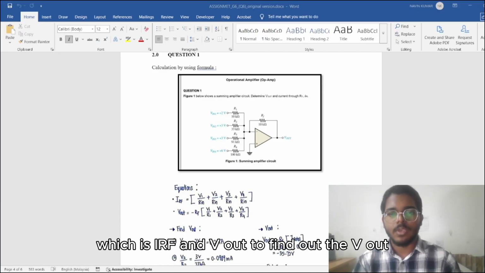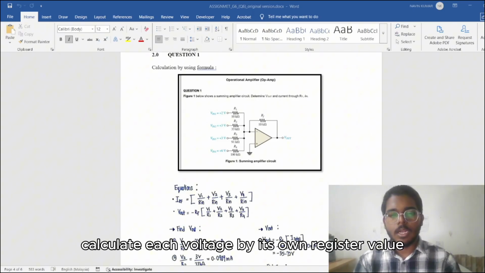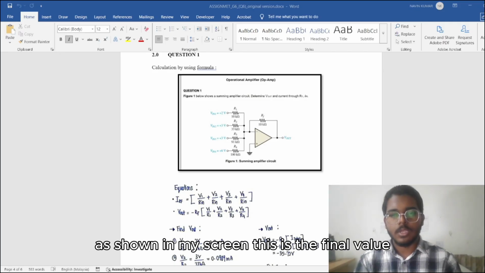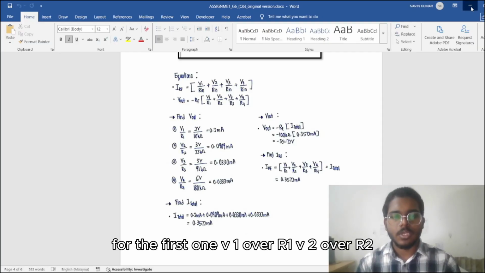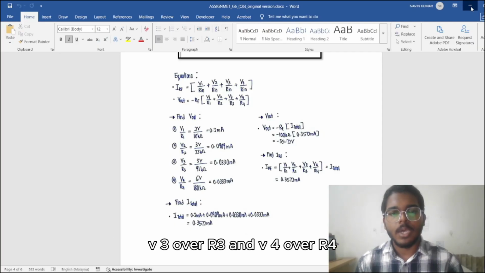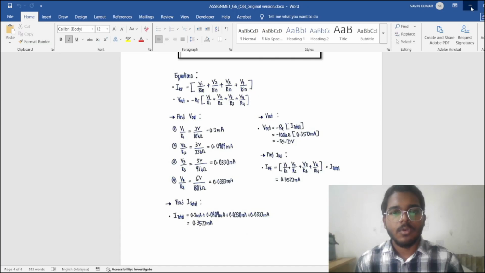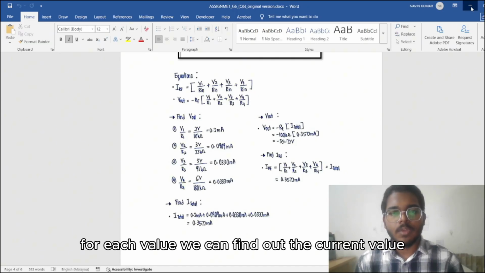To find Vout, we have to calculate each current from its own resistor value. As shown on my screen, this is the final value. For the first one, V1 over R1, V2 over R2, V3 over R3, and V4 over R4. For each value, we can find the current value.